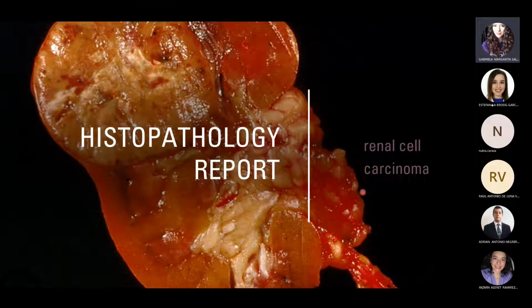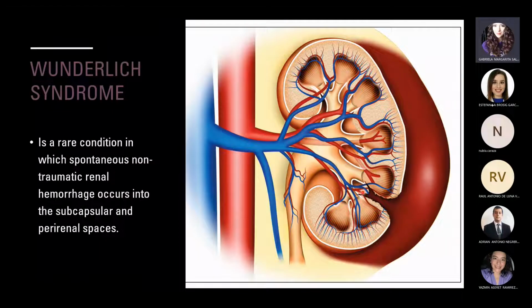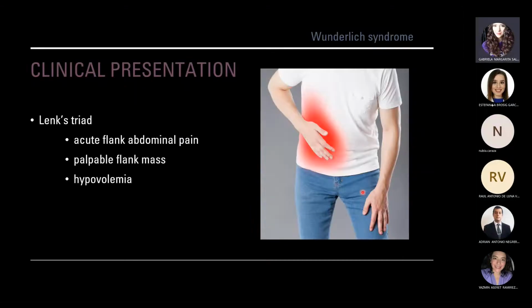a Wunderlich syndrome. This is a rare condition in which spontaneous non-traumatic renal hemorrhage occurs into the subcapsular and perirenal space. And the clinical presentation is with the Lenk triad, which consists of acute abdominal pain, a palpable flank mass, and hypovolemia, but the clinical manifestation can be varied and nonspecific.